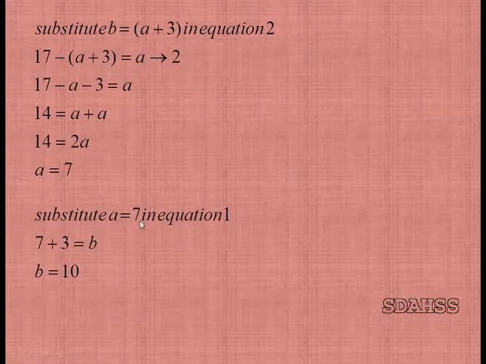Substitute A is equal to 7 in equation 1. So you have 7 plus 3 is equal to B. 7 plus 3 is 10. So B is equal to 10.